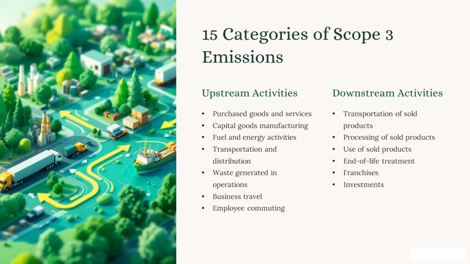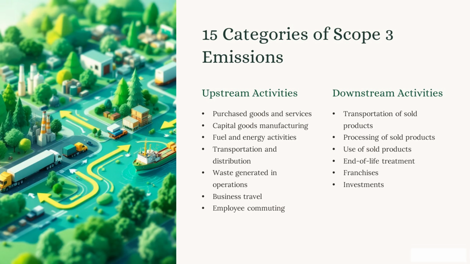Now, what are downstream Scope 3 emissions? These occur after the product leaves the company. Important downstream categories include transportation and distribution of sold products, processing of sold products, use of sold products, end of life treatment of sold products, franchises, investments. These emissions are often very significant in industries like automobiles, electronics, and energy sector.